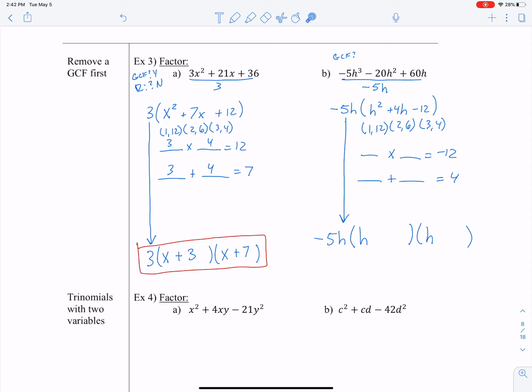So if we look here, we can't use this one. There's no way to combine these to equal 4. But if we have the 6 and we take away 2, that gives us 4. So we have a positive 6, and we're going to subtract 2 from it. 6 minus 2 is going to give us 4. 6 times minus 2 gives us minus 12. So here we have a plus 6, and here we have a minus 2. And that is the final answer.